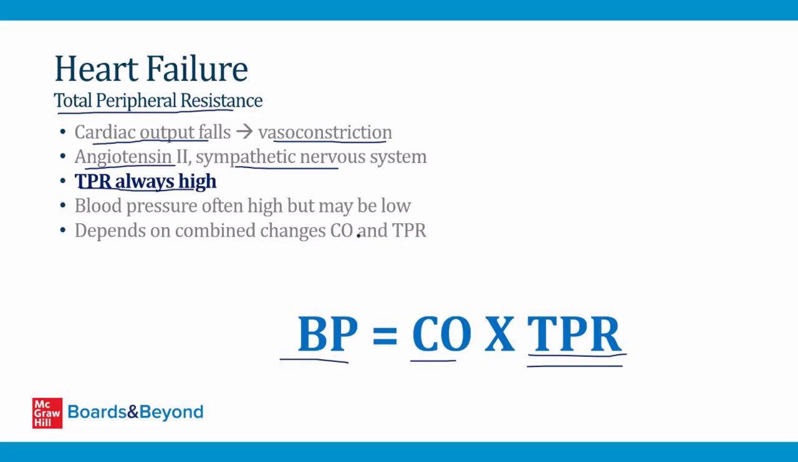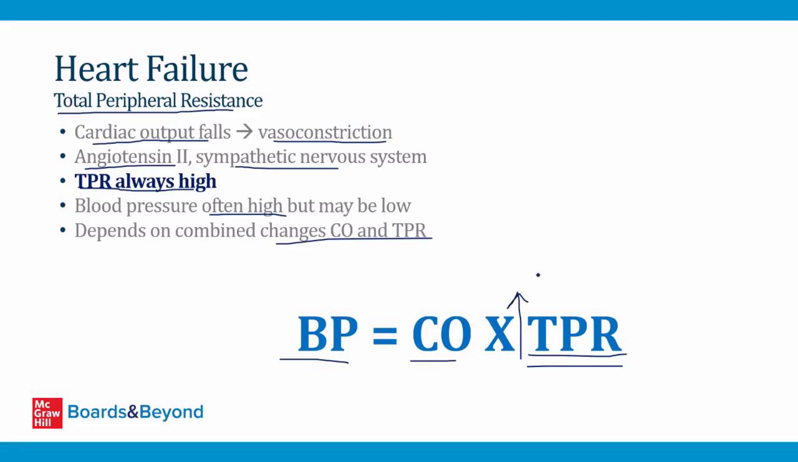So the blood pressure can be high or low. In fact, it's often high in heart failure because people are stressed from difficulty breathing and their sympathetic system is very active and their TPR gets very high. But it can also be low. And whether the blood pressure is high, normal, or low depends on the combination of changes to the cardiac output and TPR.